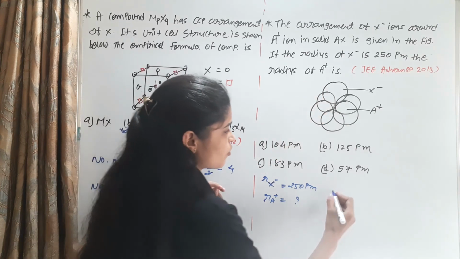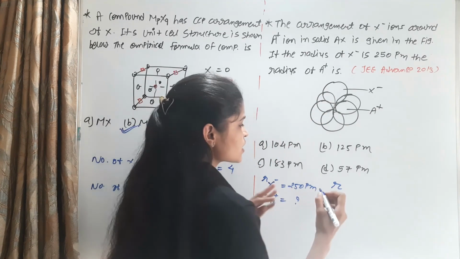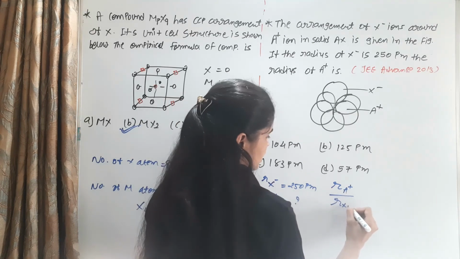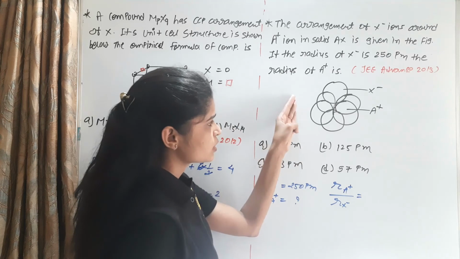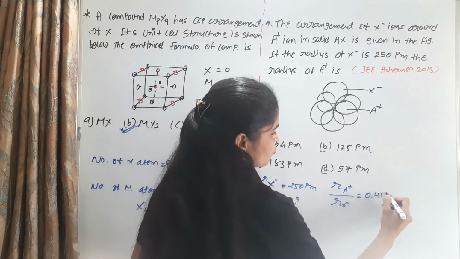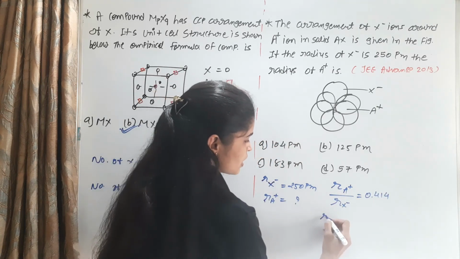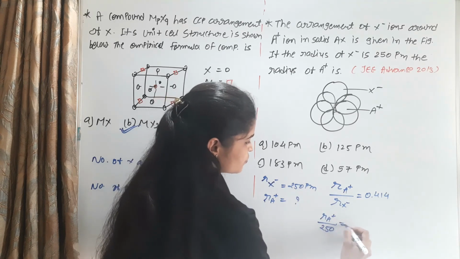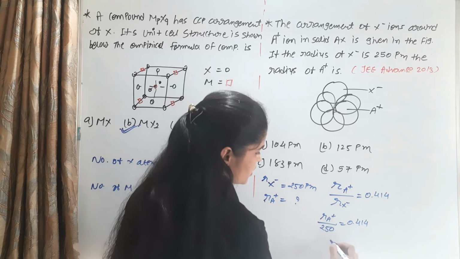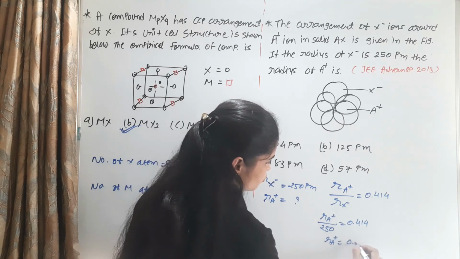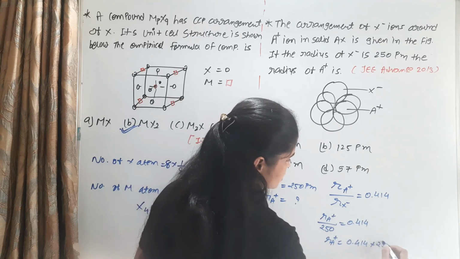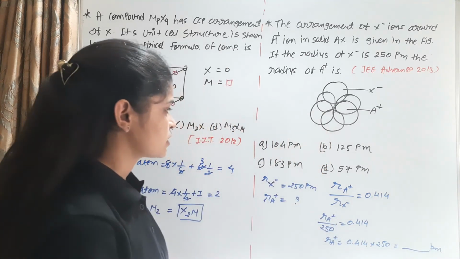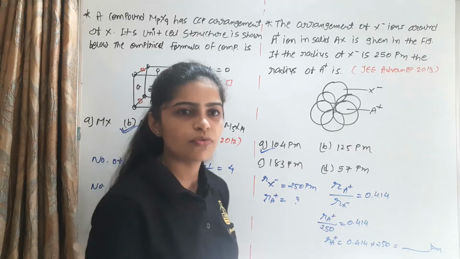For the octahedral void, the radius ratio, radius of the cation upon radius of the anion, is equal to 0.414. So find out the R A plus, given that R X minus is equal to 250. So R A plus is equal to 0.414 multiplied by 250. This gives the answer in picometers. This is the right answer, 104 picometer.